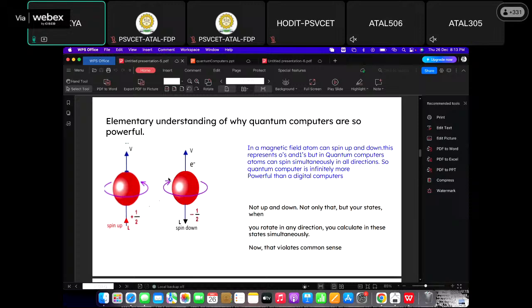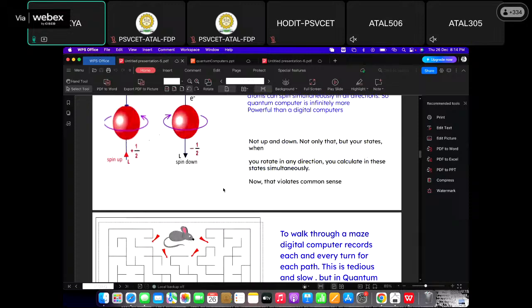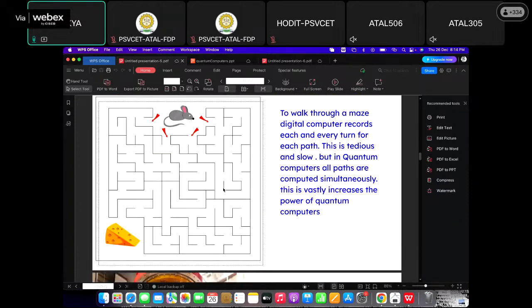I repeat once again. In classical computers, we can only do spin up, spin down. But in quantum computers, you can spin in each and every direction, and you can analyze it. Atoms can spin simultaneously, not only up and down, and you calculate in these states simultaneously, which violates common sense. This is one of the finest technologies.